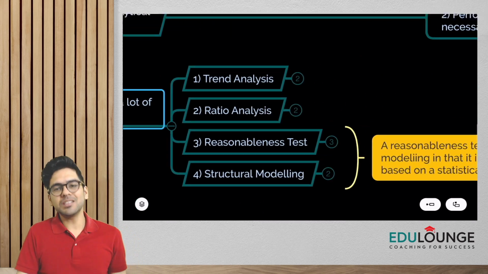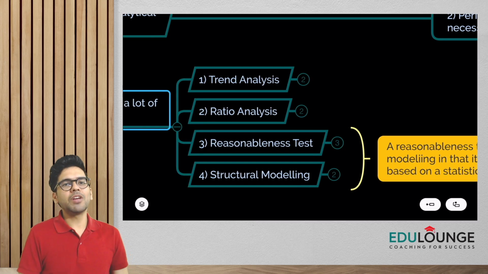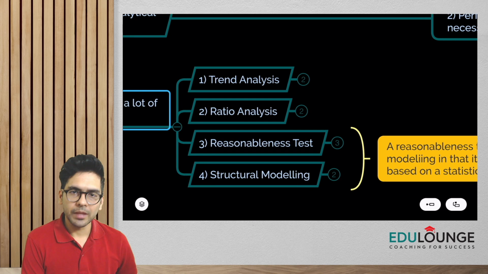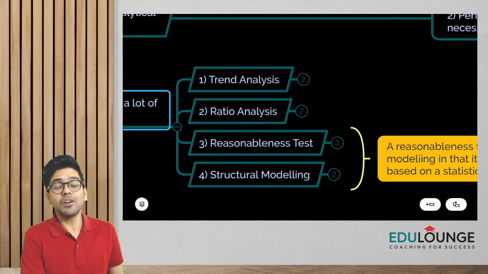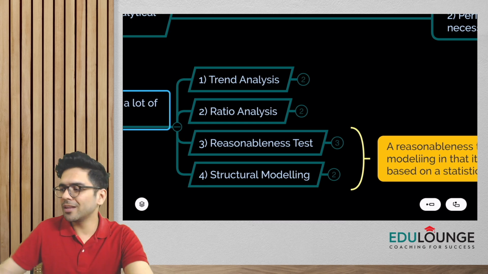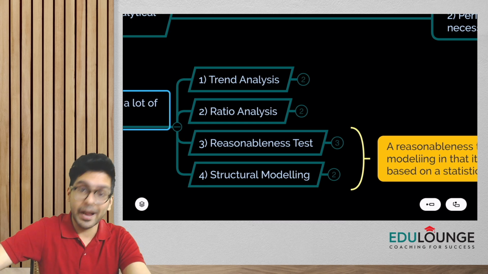We have trend analysis, we have ratio analysis, we have something called reasonableness test, and we have structural modeling as well. So these are the four different types or techniques which the auditor will use to develop the expectations, and then he is going to compare the expectations, of course, with the actuals, right?